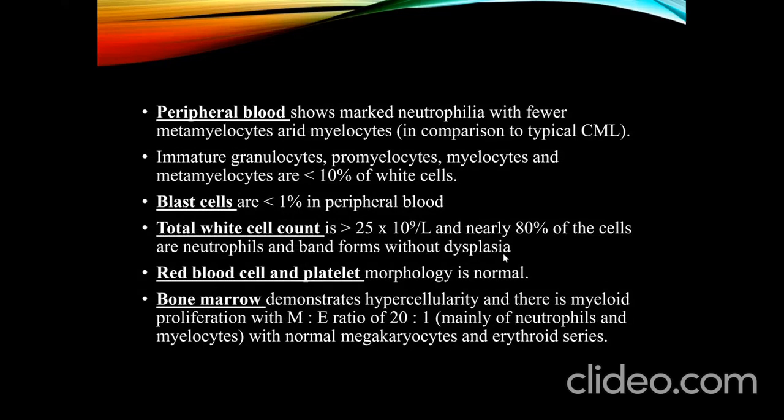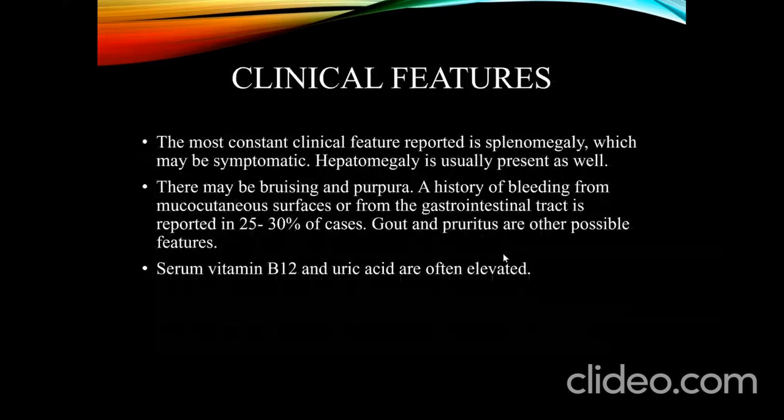The peripheral blood shows marked neutrophilia with fewer metamyelocytes and myelocytes. The immature granulocytes, promyelocytes, myelocytes, and metamyelocytes are less than 10%. Blast cells are less than 1%. Total white cell count is more than 25 x 10^9/L, and nearly 80% of the cells are neutrophils and band forms without dysplasia. Red blood cell and platelet morphology is normal. Bone marrow demonstrates hypercellularity, and there is myeloid proliferation with an M:E ratio of 20:1.